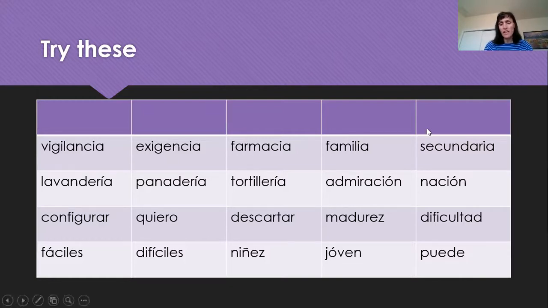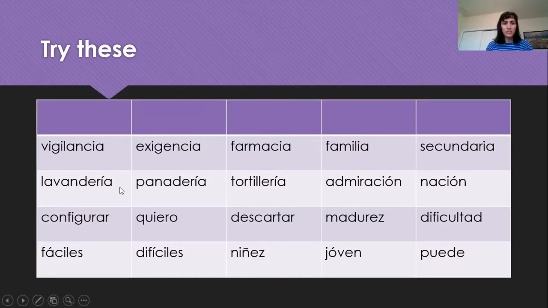Same thing with familia. The I and the A at the end is one sound. We're emphasizing the second to last. Familia. Secundaria. Same thing. Okay, so all these have an IA at the end that's one sound, that's a vowel sound, and we're emphasizing the second to last syllable. Repeat after me. Vigilancia, exigencia, farmacia, familia, secundaria.